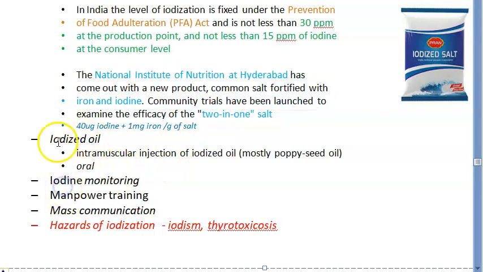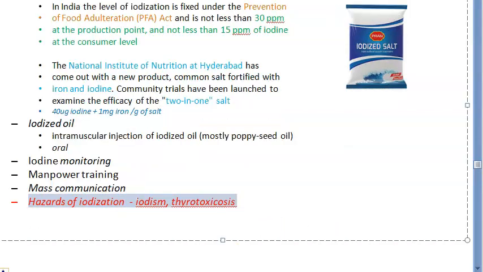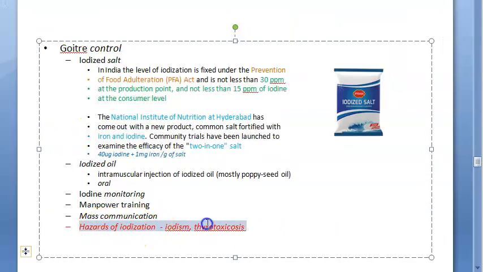Okay. Then you have iodized oil, which is given as an intramuscular injection, and this can be taken orally also. Then you have iodine monitoring. We told you how to monitor. As such, you will say manpower training, mass communication, and health education to use iodized salt, etc. Hazards of iodization are also there in goiter control. You should know that excess iodine can lead to iodism, thyrotoxicosis, the Wolff-Chaikoff effect.